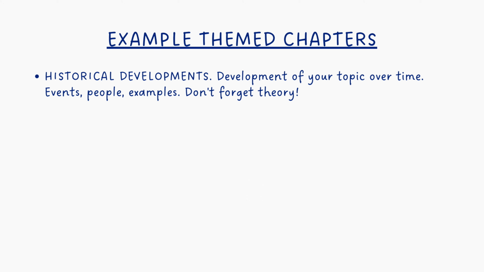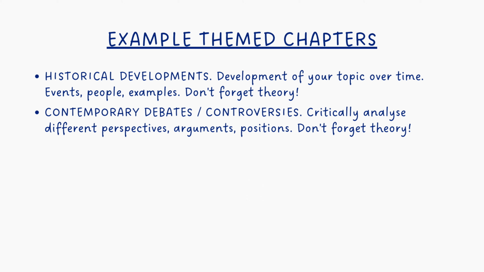Bring theory in throughout here. So to what extent does theory help us understand what's gone on here? What does theory not help us understand? How valuable are the theories you wrote about earlier in making sense of what you've explored in this chapter?